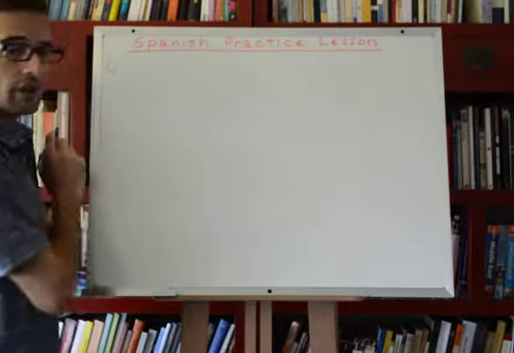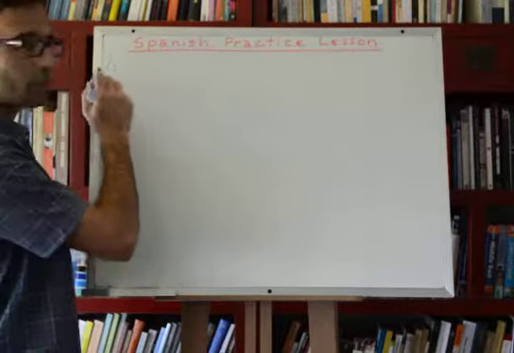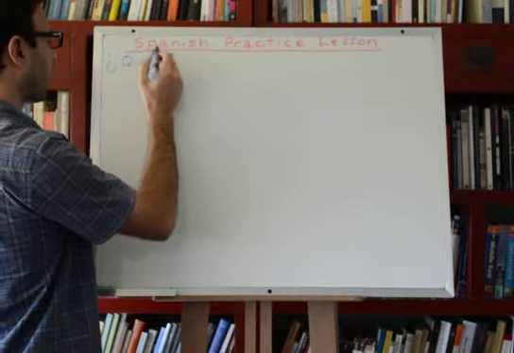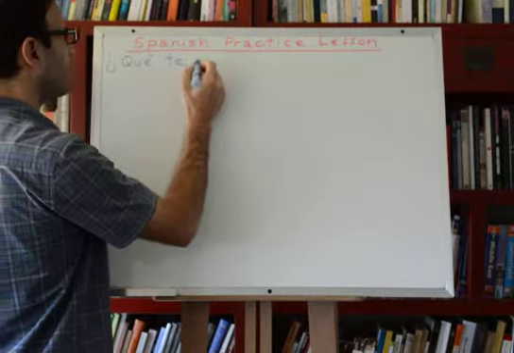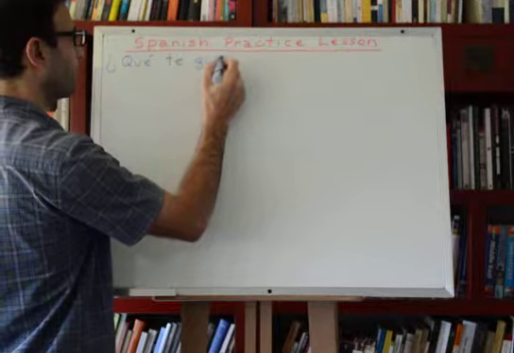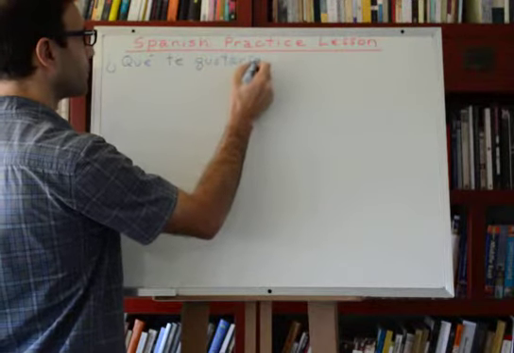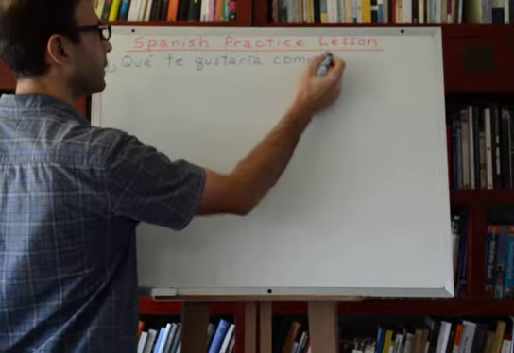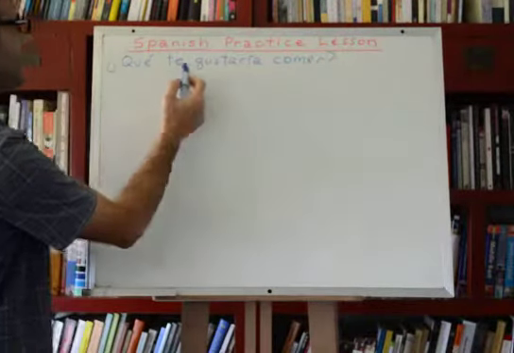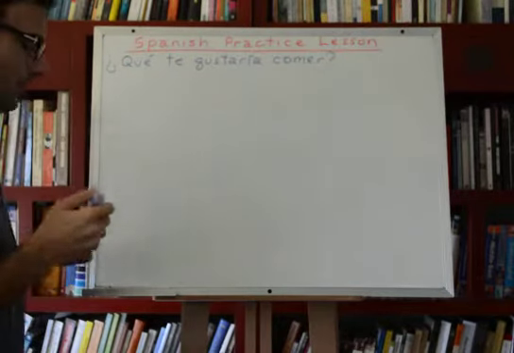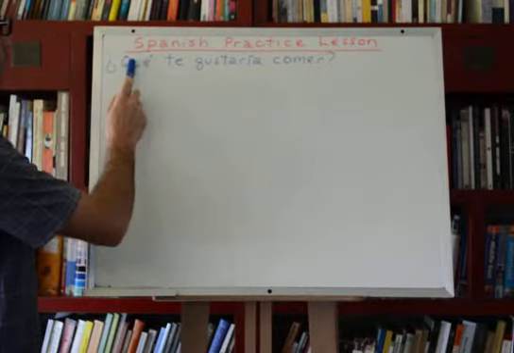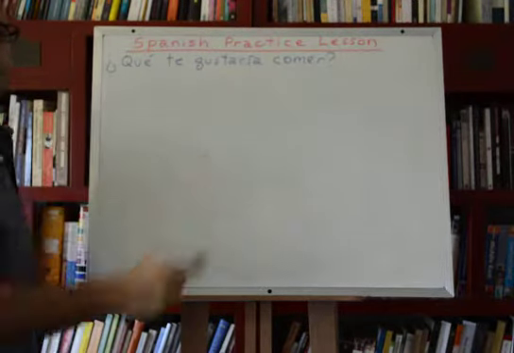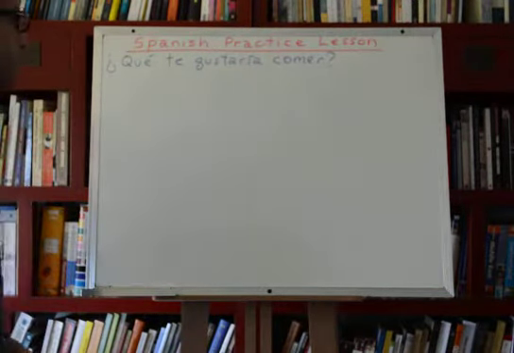Primero abrimos el signo de interrogación. We open first the question mark. What is qué? ¿Qué te gustaría comer? ¿Qué te gustaría comer? Literally, what would you like to eat? Right? Comer is to eat.